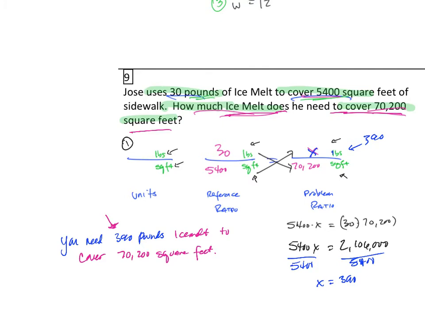Okay, once we set up our ratios and had our proportions, what we did was the cross products. We did the cross products here. We solved for x, and we wrote our answer out. Those are the steps.